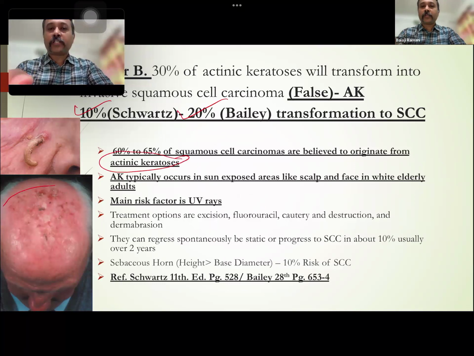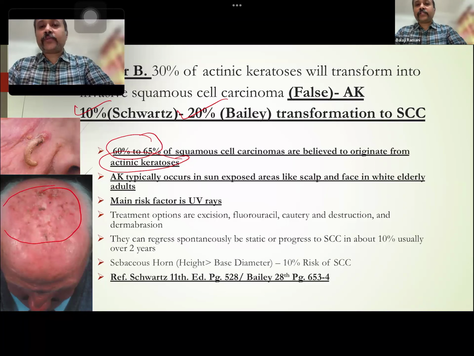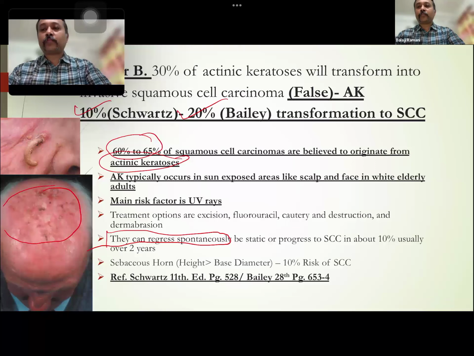Now, this may be a picture that may be given. Classical sunburned appearance that you have in the sun exposed areas like scalp and face. Usually in the white population, this is common. Indians, not so common. So in Indians, the cutaneous squamous cell carcinomas are not that very common. So if at all it happens in the white population, then they have a pre-existing actinic keratosis, and then that will transform to malignancy in about 10 to 20% of cases. You can excise, you can apply imiquimod, 5-fluorouracil, dermabrasion. All these can be used, and they can also regress spontaneously. That is also a chance that they can regress spontaneously.